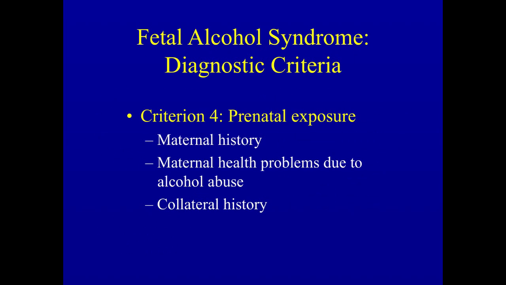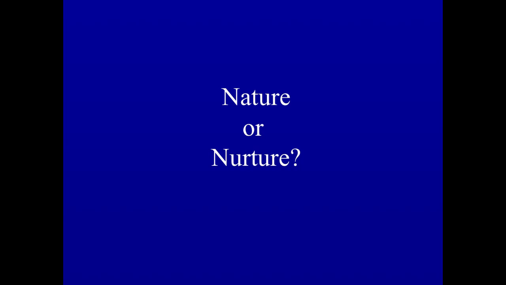In terms of prenatal exposure, the mother's history is probably the gold standard. If she will acknowledge that she has had an issue, that she drank heavily during her pregnancy, that's a historical feature. If there were maternal health problems related to alcohol abuse, if the mother died of cirrhosis or complications of cirrhosis, that would support that there was prenatal exposure to alcohol. And then if there was collateral history, say that there was a loved one in the family who witnessed the mother's alcohol abuse, then those are the historical features in fetal alcohol syndrome.